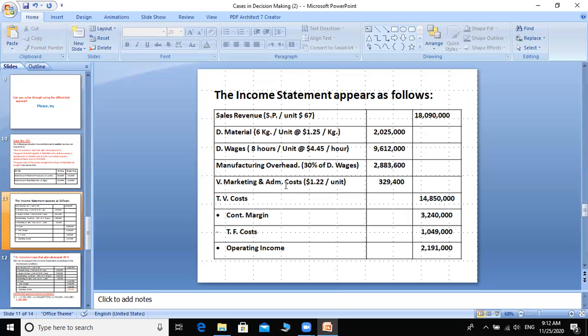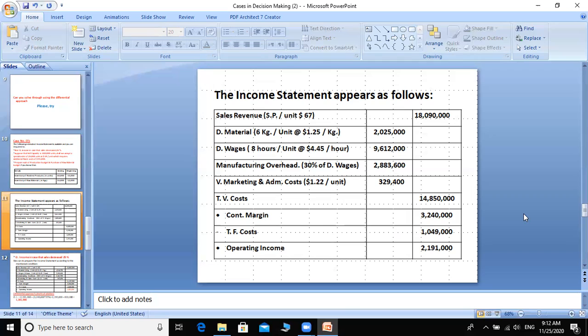Variable manufacturing and administrative cost is 1.2 per unit. So this is variable marketing and administrative cost. The total variable cost is here like this. Then the result after deducting from sales, I have the contribution margin minus total fixed cost 1049 gives operating income of $2,191,000.